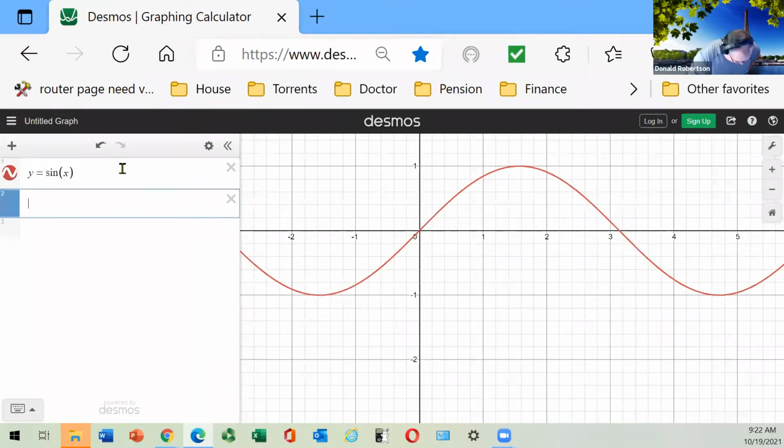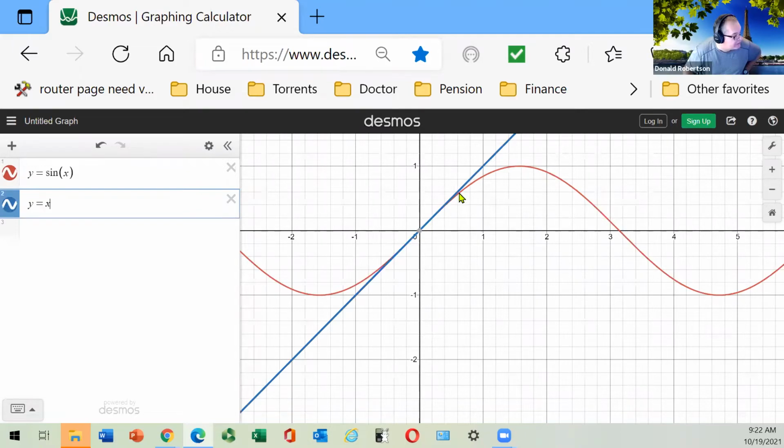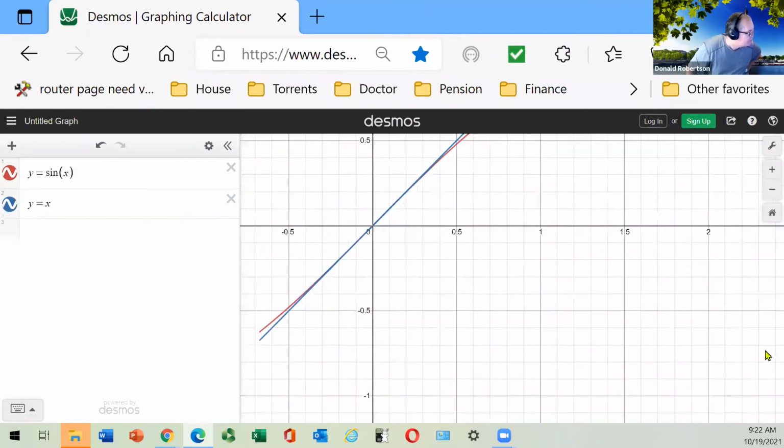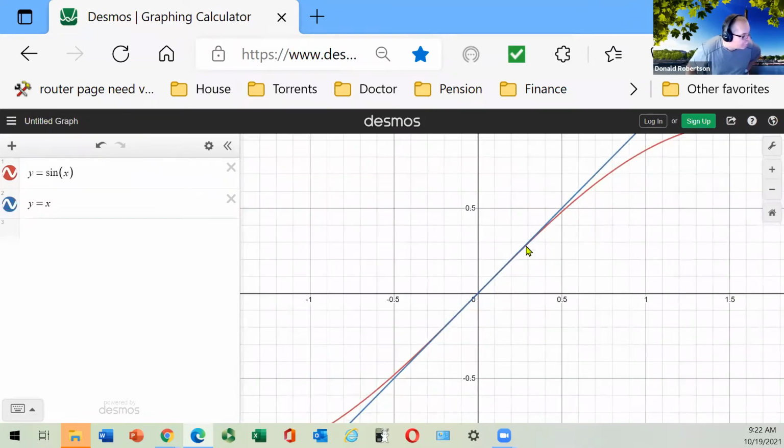And T2 of x was just x, wasn't it? Now, can you see that it behaves quite linearly? If I zoom in for a minute, would you agree that sine x and y equals x are almost identical for about 0.3 to negative 0.3? You see how good that fit is?